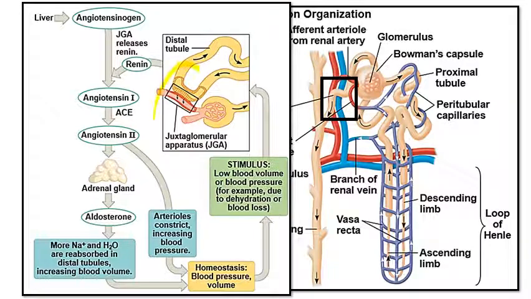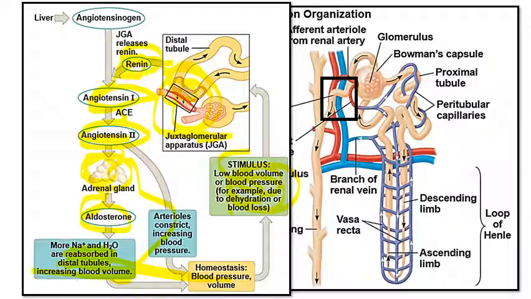So there's the juxtaglomerular apparatus. It produces renin, which leads to the production of angiotensin 1, which leads to the production of angiotensin 2, which causes the adrenal gland on top of the kidney to produce aldosterone, which then causes more salt to be reabsorbed in the distal tubule and also the collecting duct, so that you retain more salt and therefore retain more water. Right? And so what the juxtaglomerular apparatus is cueing on is low blood volume, or low blood pressure. So the juxtaglomerular apparatus will produce renin in response to low blood pressure.